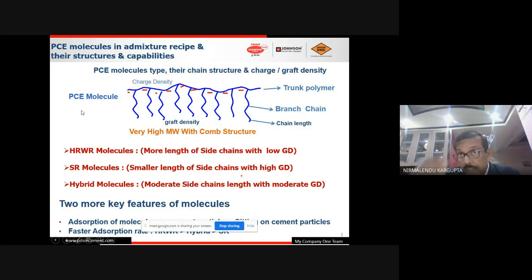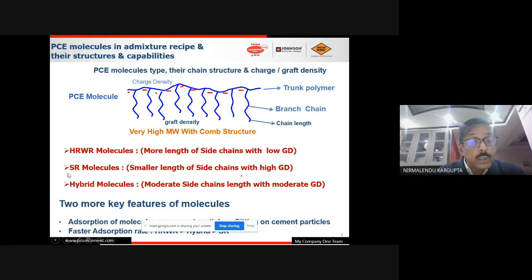The longer the side chain, meaning the length from this point to this point, the more the water reduction capacity will increase. Water reduction capacity depends upon the length of the side chains, not the graft density of the side chains. The more the length of the side chains, the more water reduction you will get.